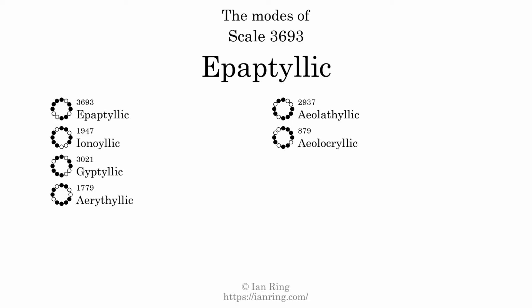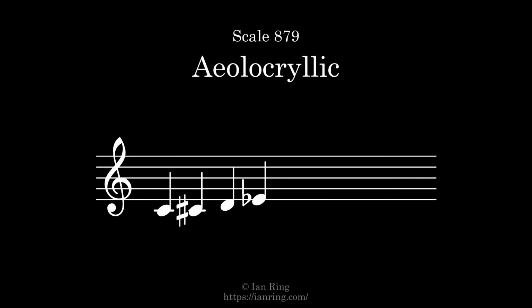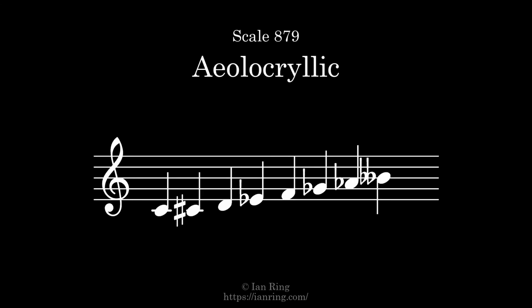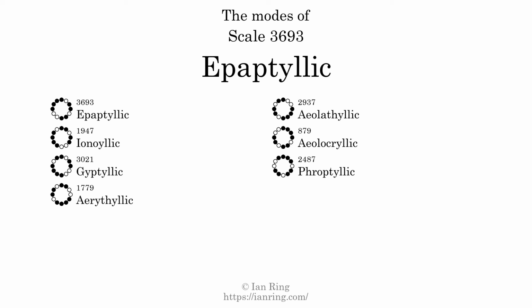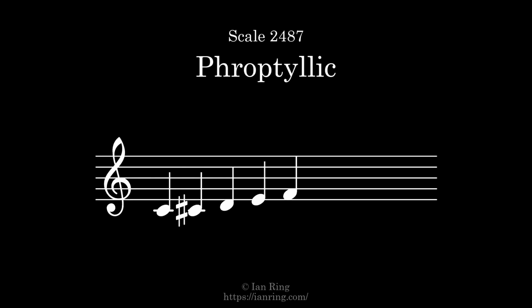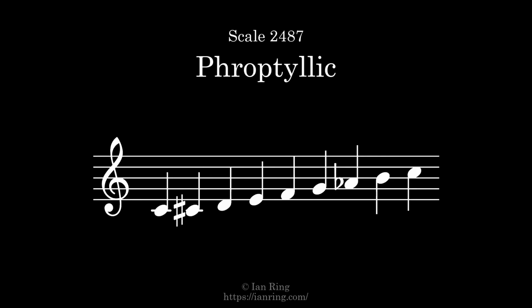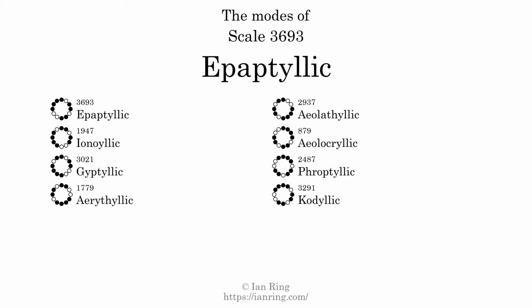The sixth mode is scale 879, also known as Epaptyllic. It sounds like this. The seventh mode is scale 2487, also known as Epaptyllic. It sounds like this. The eighth and last mode is scale 3291, also known as Epaptyllic. It sounds like this.